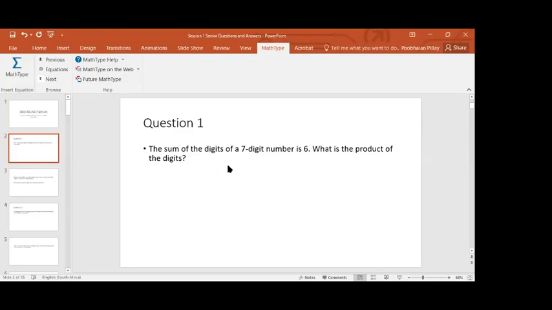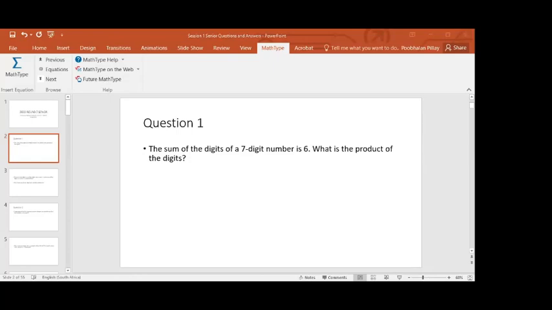I've muted her. I was saying that the digits are all at least equal to 1. If the digits are at least equal to 1, then when you add 7 numbers, the sum will be at least 7. But the sum is 6. So this means that it is not true that all the numbers are at least 1. That means one of the numbers must be 0, and therefore the product will have to be 0. So the argument is that one of the numbers is 0.